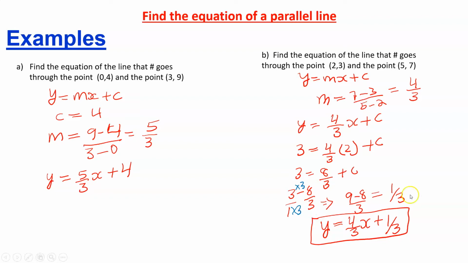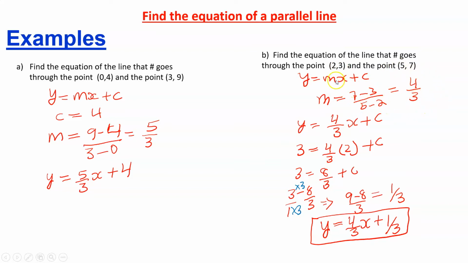So let me go through it again. We write down the general equation, which is y equals mx plus c. To calculate, we don't know c and we don't know m, but we were given 2 points. We have to use those 2 points to find our m and our c. First, let's get the m, which is increase in y divided by increase in x. Increase in y is from 3 to 7, that is 4. Increase in x is from 2 to 5, that's 3. So that is your m, that's your gradient.